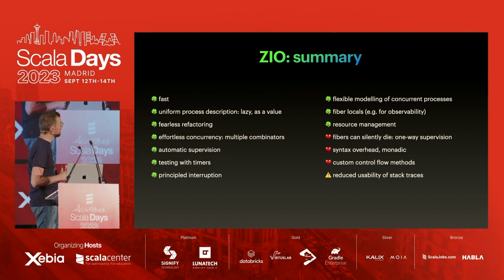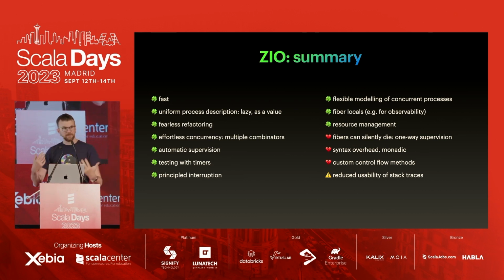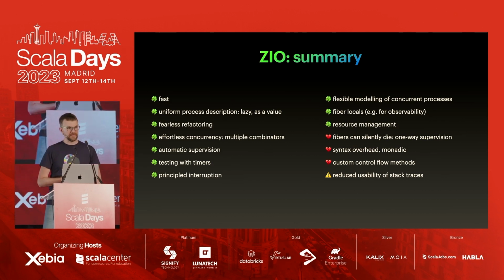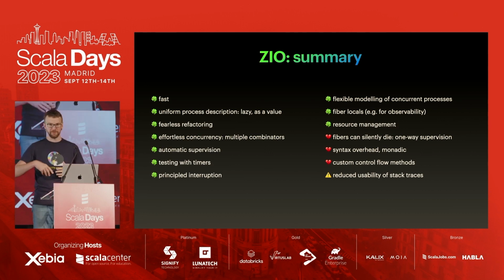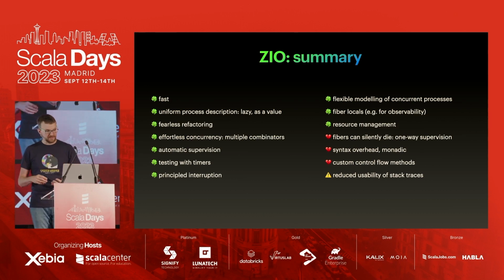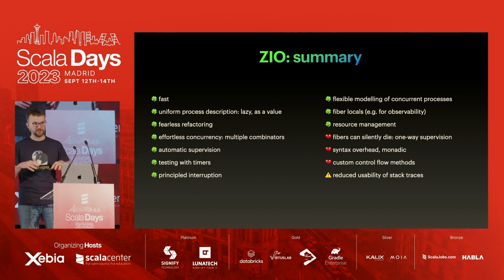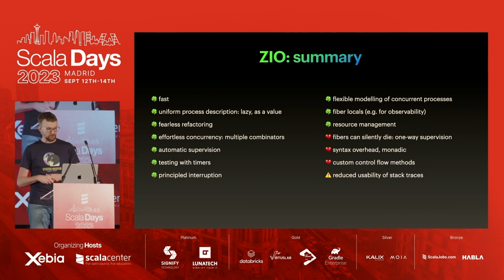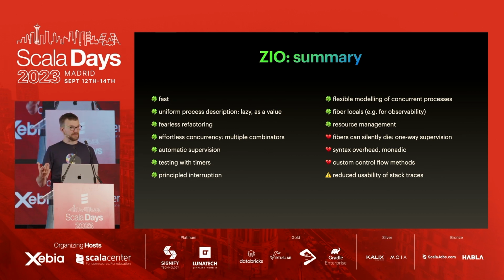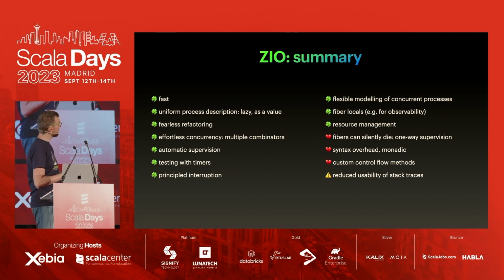So summarizing what we have seen in ZIO, we've got an approach where we've got a uniform way to describe concurrently running processes as lazy values. And because these are values, we get the refactoring benefits because of referential transparency. We've got a number of different combinators which allow us to specify our concurrent behavior. We get some testing support for timers and others. On the other hand, we have quite a lot of syntax overhead because we have to use monads to compose computations. We have to use custom control flow methods like loops and so on. Fibers can silently die without anybody noticing. So we've got this one-way supervision. So yeah, that's the ZIO summary.